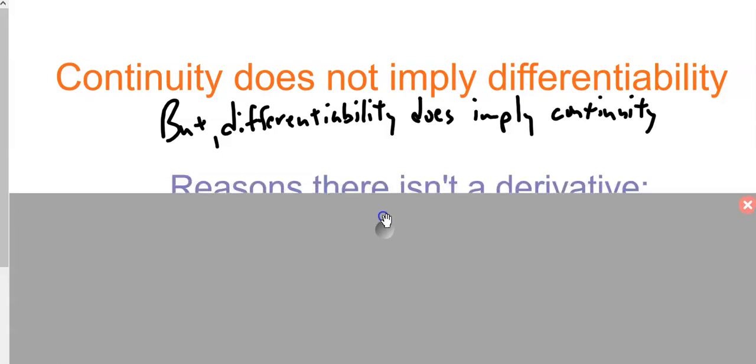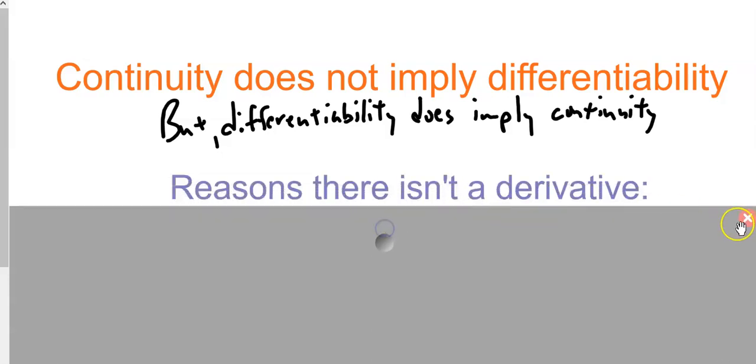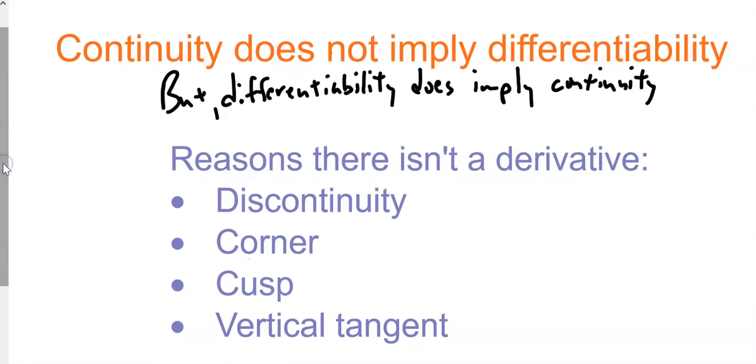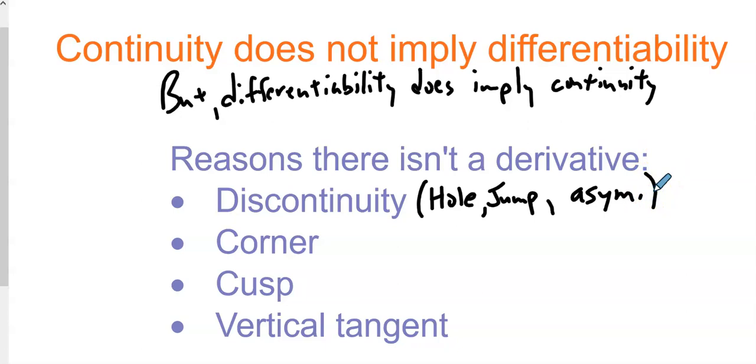So why is this? Why are there reasons that we don't have a derivative? Some of them we literally just talked about: discontinuity, so if we have a hole, a jump, or an asymptote of some sort, a vertical asymptote. But then we have other ones that we haven't talked about yet. It's called a corner. The graph of that might look something like this, and I'll go over these in a little more detail. So this would be your corner here.